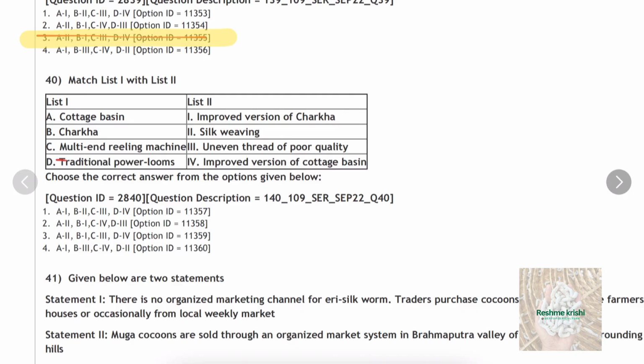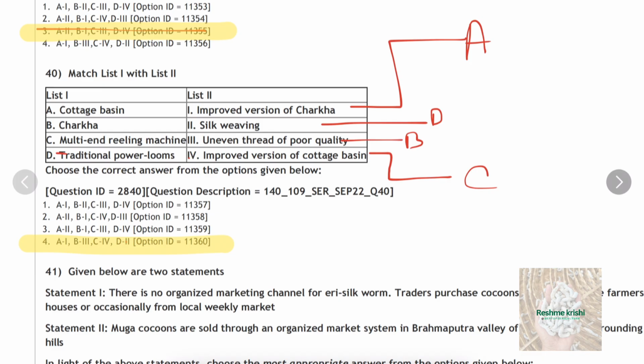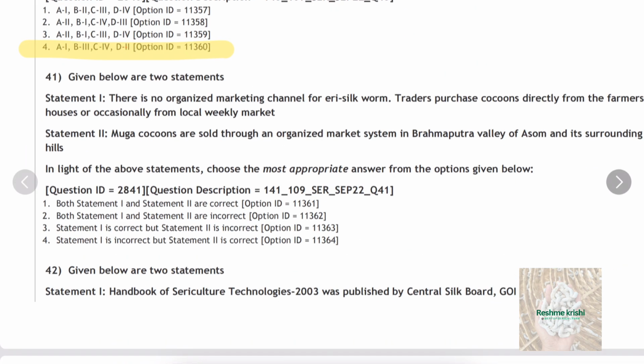Cottage basin, Charka, multi-handling machine, traditional power looms. See, the traditional power loom is for silk weaving. So D2, where is the D2? Here, if you know only one, you will be answering. But see, cottage basin, Charka: uneven threads and poor quality. B, right? Then this is D. Then the improved version of Charka is the cottage basin, and the improved version of the cottage basin is multi-end reeling. Okay, but knowing the one statement only, we can answer it.